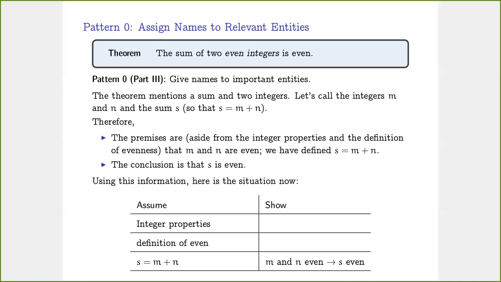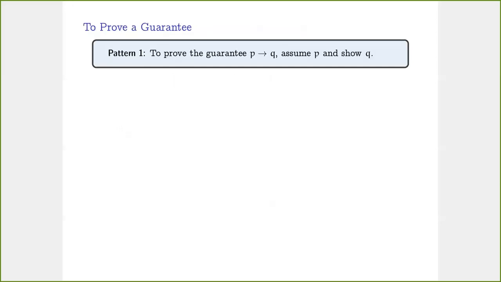Using this information, here's the situation now. It's a little bit more concrete. We assume the integer properties are true. We assume the definition of even. We've added the definition of s equals m plus n. And we have to show that if m and n are even, then s is even. Okay, we have to prove a guarantee. That's an implication, an if-then statement.